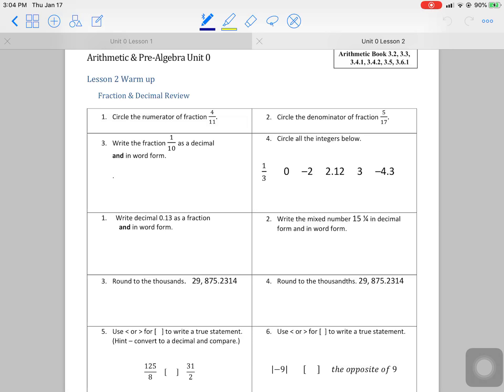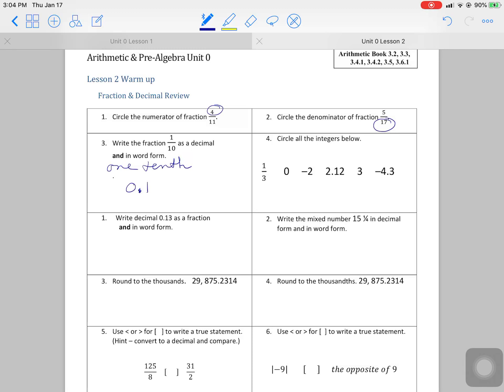So lesson number 2, warm up. Circle the numerator of the fraction. Number 1, the numerator is a 4. Denominator is 11. The denominator for number 2 is 17. Write the fraction 1/10 as a decimal and in word form. So you're going to see me put the 0 in front just to emphasize the fact that the decimal's on that side. So that's 1/10.